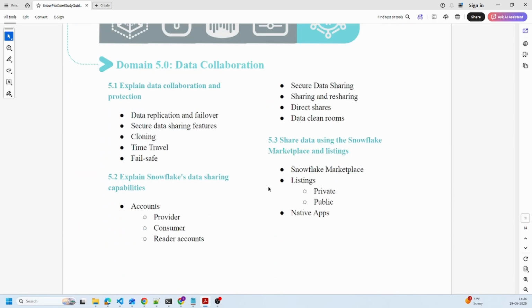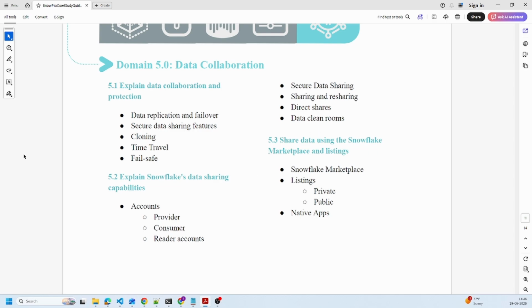Finally, we have Domain 5, Data Collaboration, which makes up about 10% of the exam. This is the smallest domain by weight, but it's still important. Snowflake is extremely proud of its collaboration capabilities, and for good reason. This domain covers time travel, failsafe, cloning, secure data sharing, reader accounts, marketplace listings, native apps, clean rooms.